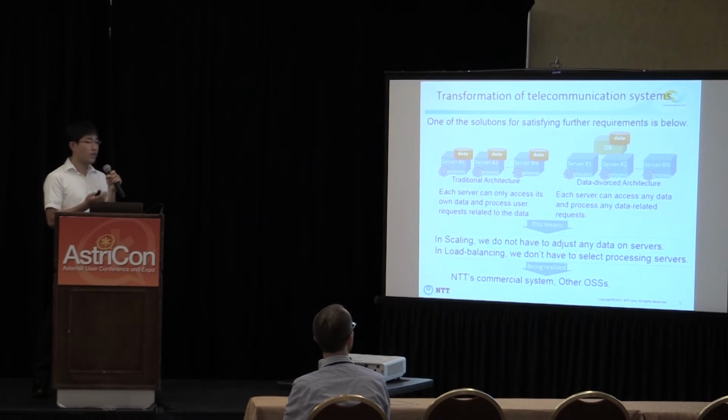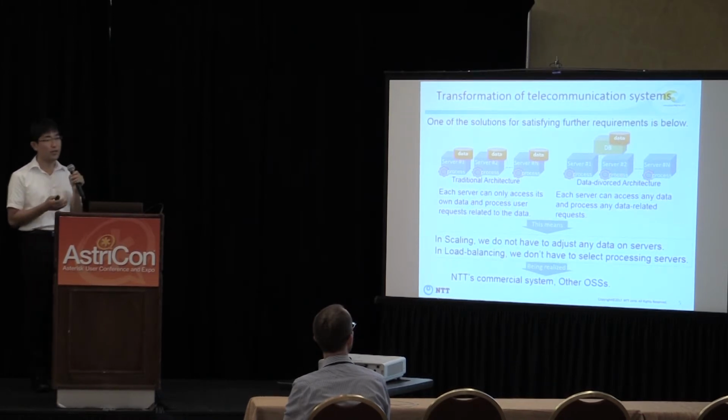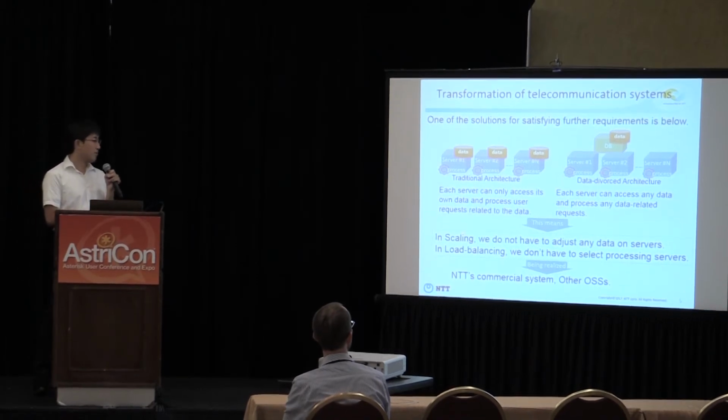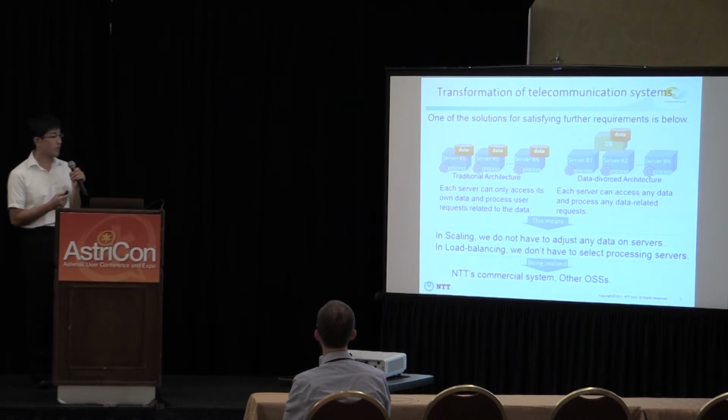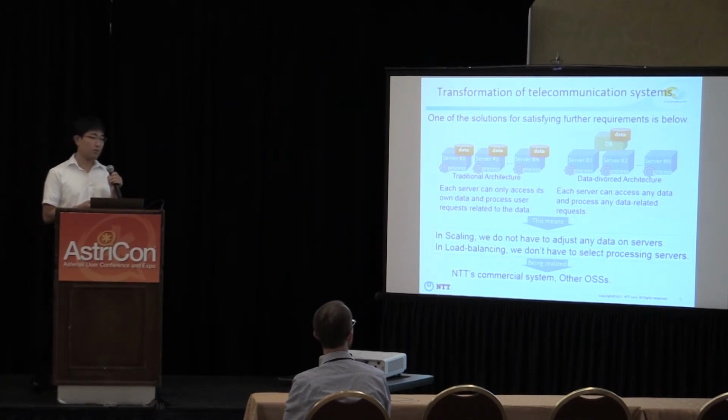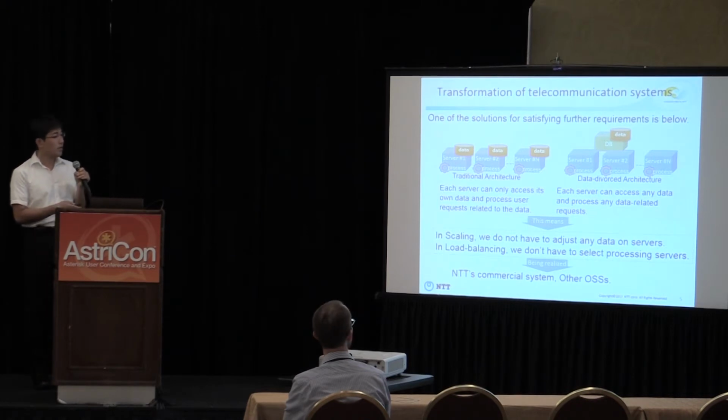And in this architecture, we can avoid some services. For example, in scaling, we don't have to adjust any data on servers. And in load balancing, we don't have to select processing servers. So we can reduce running cost. This architecture is flexible and good.